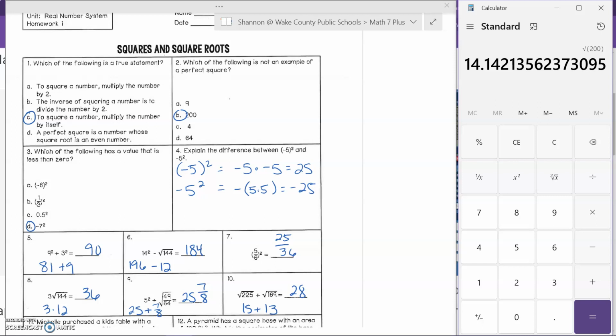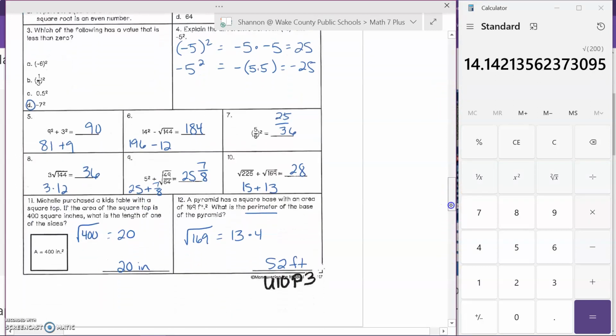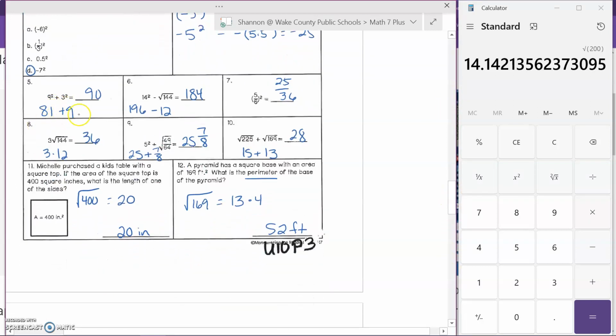All right, for 3, D was the only one less than 0. Less than 0 means negative, so that would have been the only answer that was negative. Number 4, some kind of explanation to show that one of them ends up positive and one ends up negative. And then for number 5, you should have gotten 90, 81, and 9. For number 6, that would have been 196 minus 12 is 184.